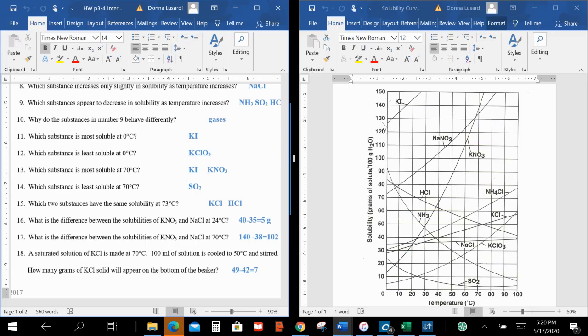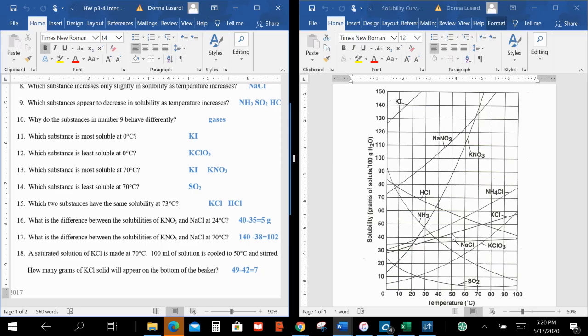Number 18, a saturated solution is made at 70 and cooled. So KCl at 70 degrees, I can dissolve about 49 grams. If I cool it and stir it, we're going to assume that it does not supersaturate. So if I cool it to 50 degrees, only about 42 is soluble.